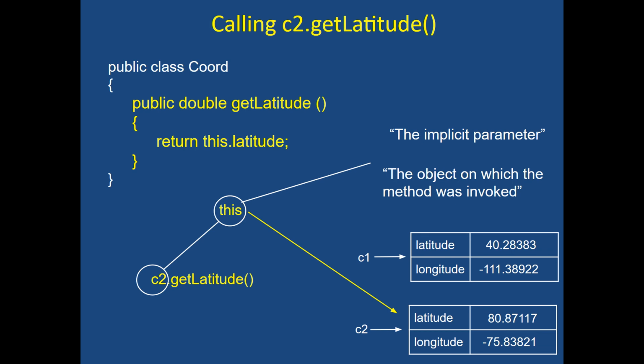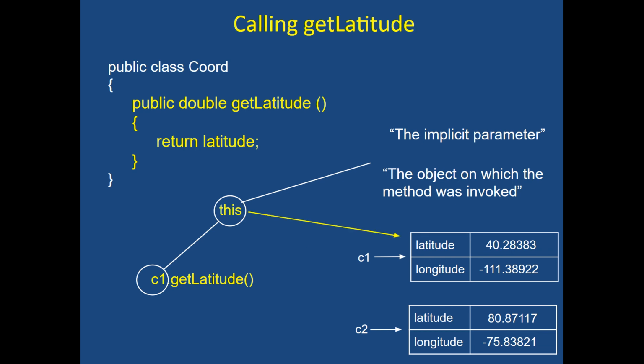But we're at the end. You don't often see this in the code. But anytime you see an instance variable in the code, it's shorthand for this.instanceVariable. But it's not required. It's the implicit parameter for a reason. You don't often see it. But to really understand what's going on, you've got to realize it's implicitly there.